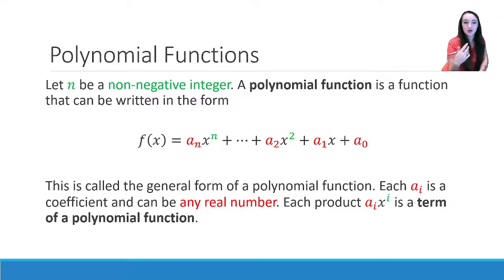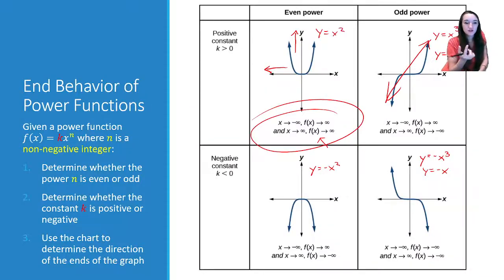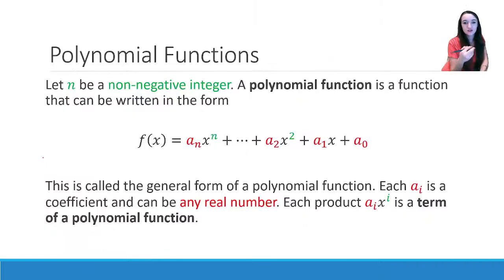Each a_i is a coefficient, a_i meaning each of these a's with some number, and can be any real number. So it doesn't have to be an integer, it doesn't need to be positive, it's just some real number. Each product, a_i x^i, is a term of the polynomial. Specifically, it is its own little power function. Remember that it is specifically the nicer form of the power functions where we have the non-negative integer n's. So that's how it's related to the power function. It's just made up of a whole bunch of power functions.